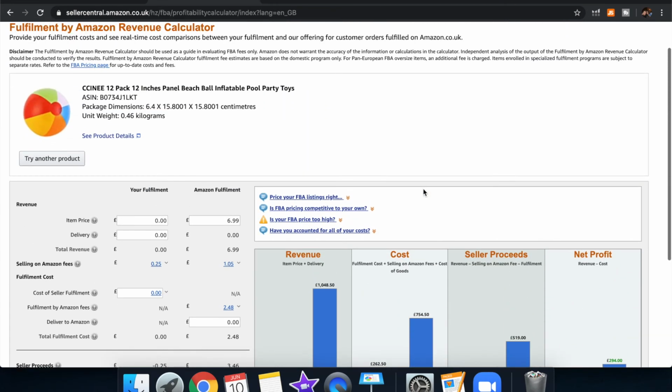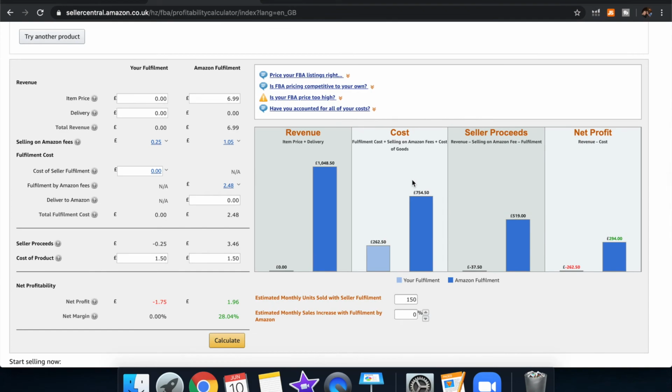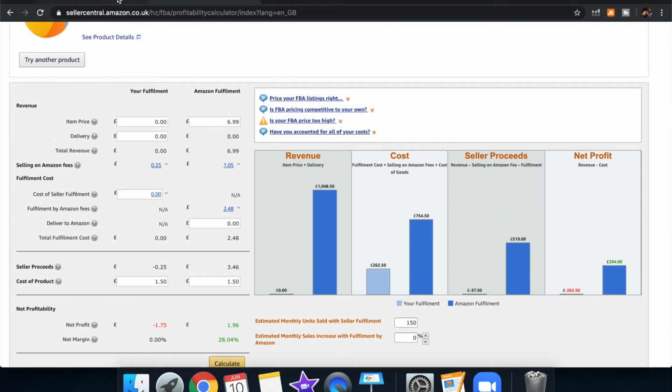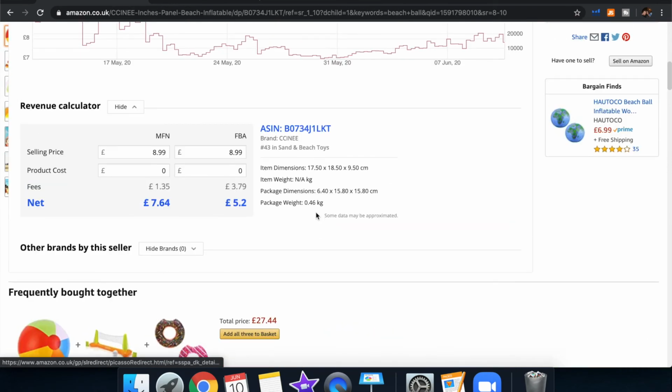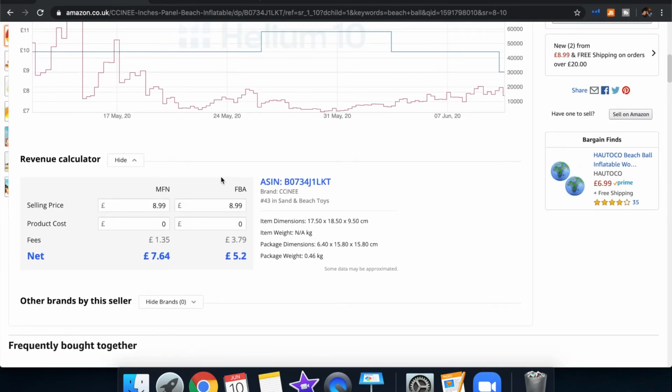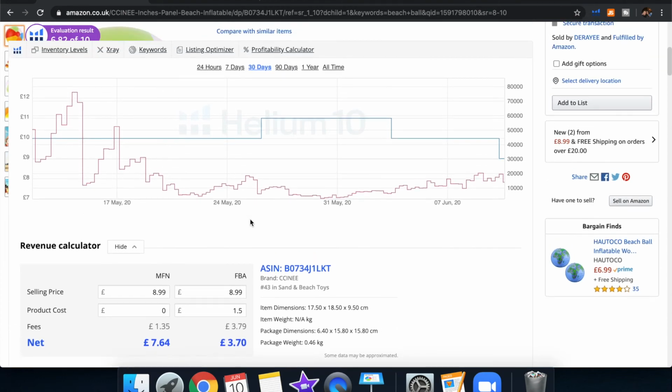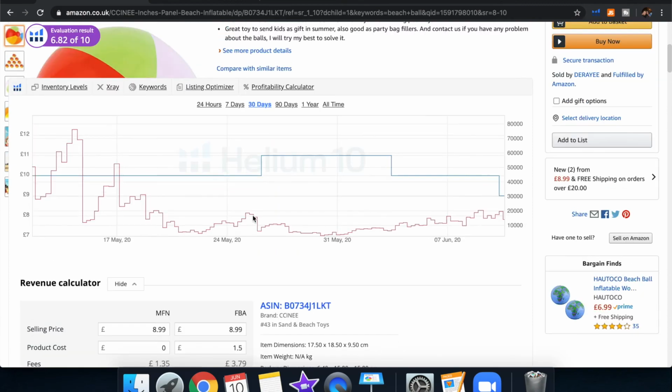And if you're not using the Helium 10 extension, it's actually very, very accurate. However, the second, and I think more efficient way of calculating your return on investment is actually downloading the extension, and then you will see a revenue calculator here. It already has everything in place. All you need to do is just play around with the product cost, and you will see the net profit. And it should be exactly the same as what the other way was showing you.